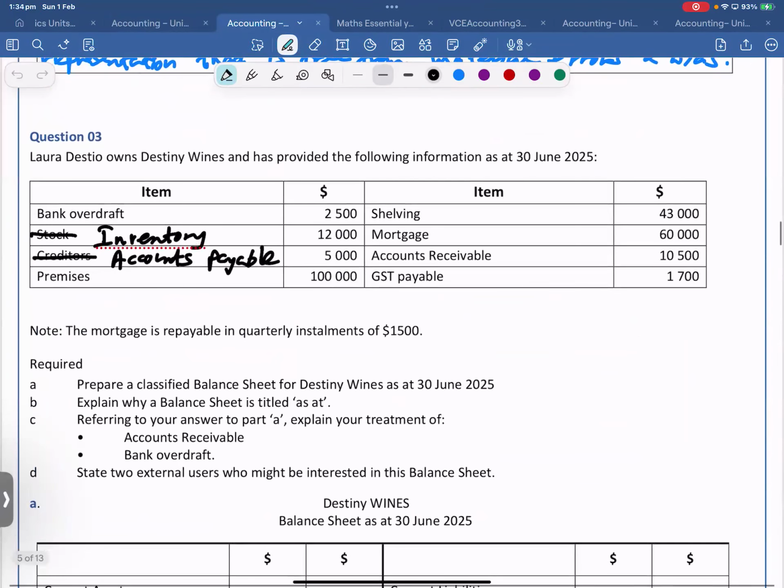There is one time for stock as well. Tanisha, please change it to inventory.